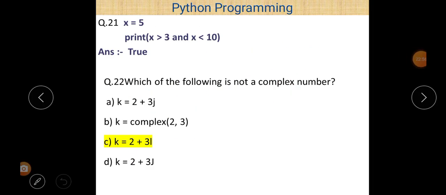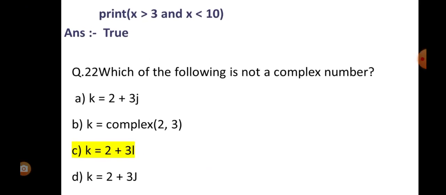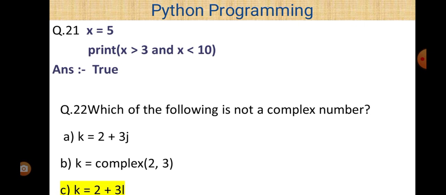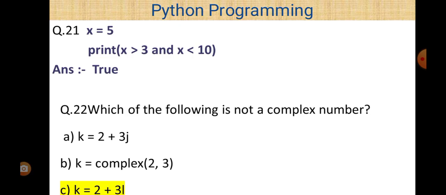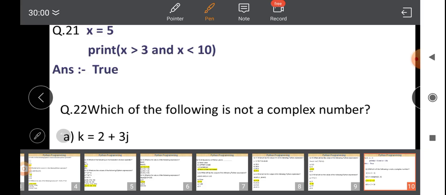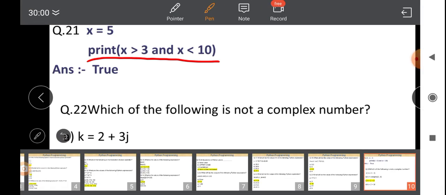Okay, this is question number 21. As you can see on the screen, it says x is equal to 5, and there is a print statement. We have done a lot of questions related to arithmetic operators. Now it's time to solve some questions related to logical operators. So there is a value x equal to 5, 5 is assigned to x, and in the next line there is a print statement. This is basically a question related to comparison operators as well as logical operators.